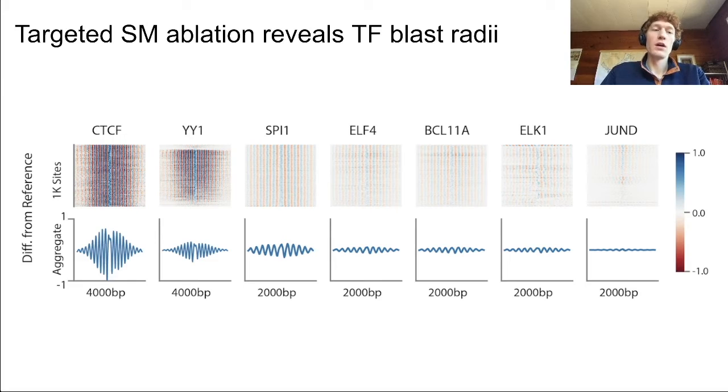Mutating the CTCF motif really displaces the flanking nucleosomes. Other chromatin regulators like YY1 and SPI1 also have a fairly large blast radius, and then as you move into TFs that are playing less of a chromatin regulatory role, the blast is much less pronounced.